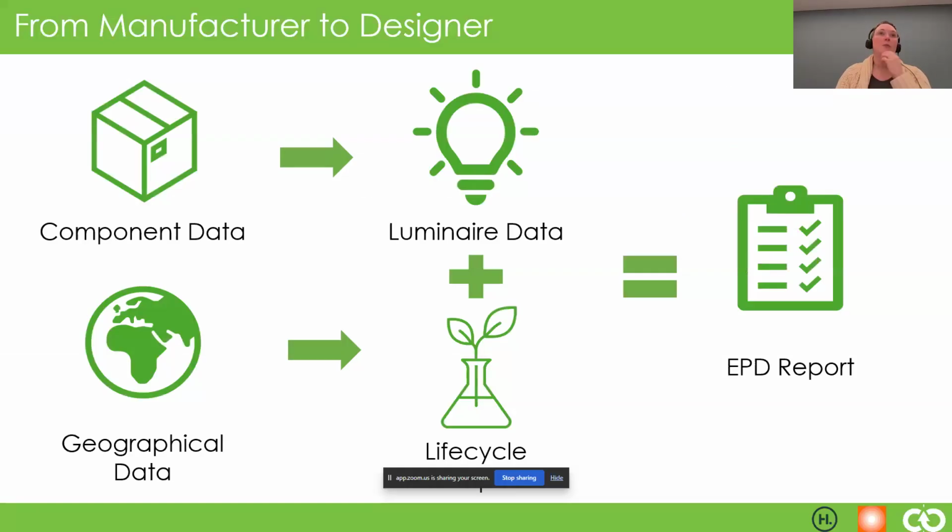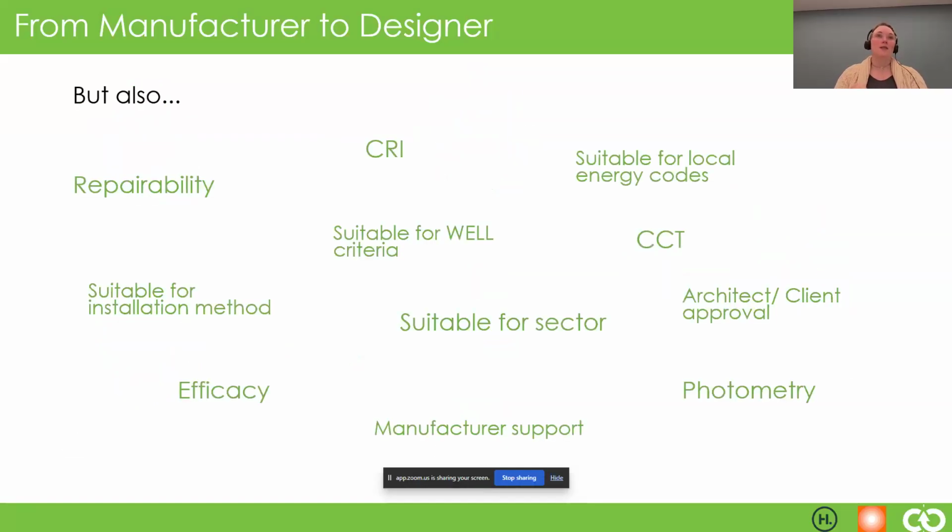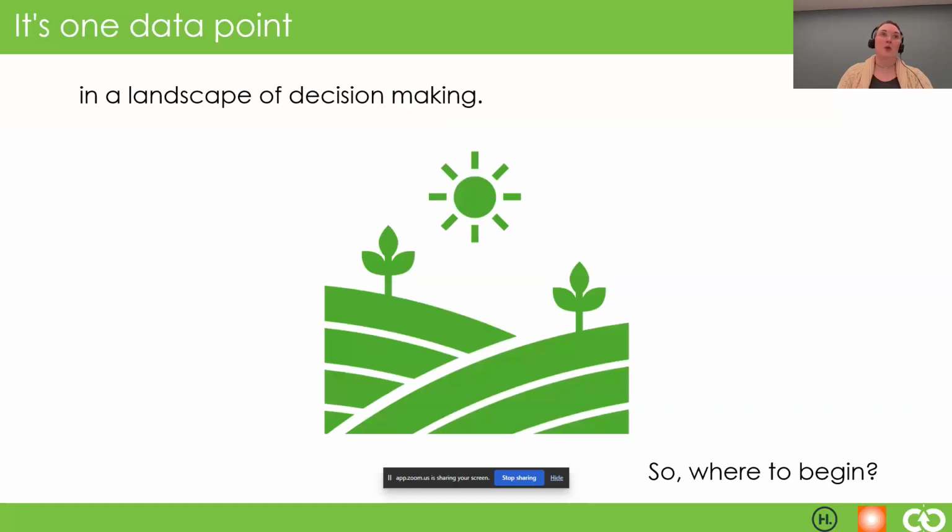Right, so I think Teresa and Max both went over this quite clearly. So how we get the EPD report, it's about component data, geographical data, lifecycle assumptions, and specific luminaire data going into the report. And I'd like to remind everyone, it is just a single data point, right? So we have to think about repairability, CRI. Is it suitable for WELL criteria? Is it suitable for your sector? Is the photometry working? EPDs are just a data point in a landscape of decision making, right?